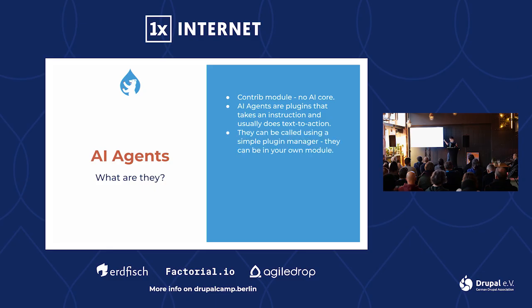And they can all be called using a simple plugin manager, using Drupal's plugin system. What this means, which is very important, is that any agent that gets created can be added to any module. They don't all have to go into this AI agents module. So if you're developing a contrib module and you want this to be available so you can type and write and it does something, you can create this AI agent yourself and have it as part of your module. So already when someone installs your module, they can start using it.